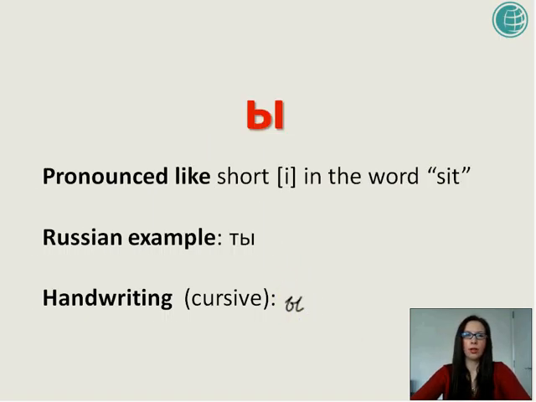It's quite strange Russian vowel letter. It's pronounced like very short i in the word sit. This letter doesn't have a big option because Russian words cannot start with this letter. Letter I can be only in the middle or end of the words. And Russian example, ты, which means you.